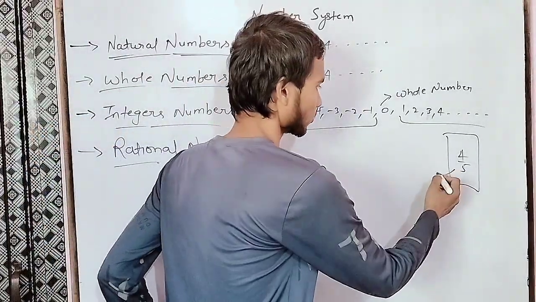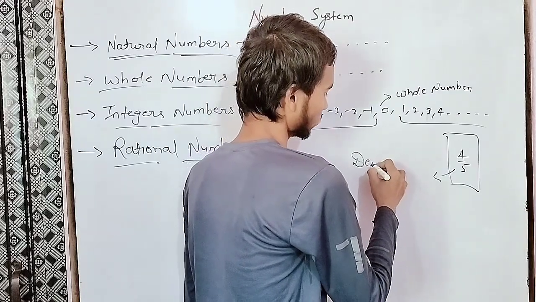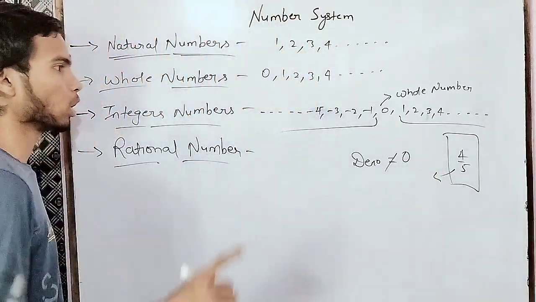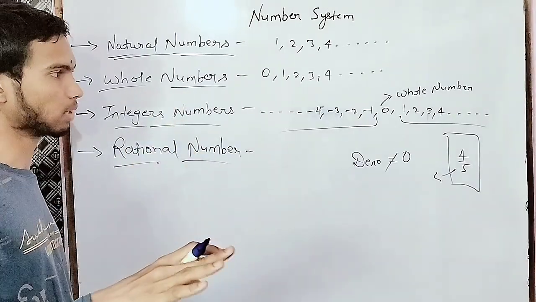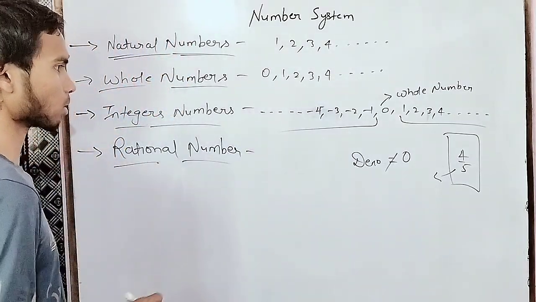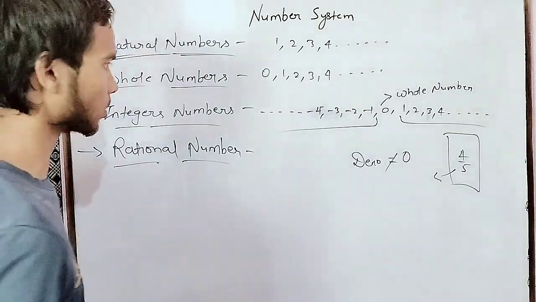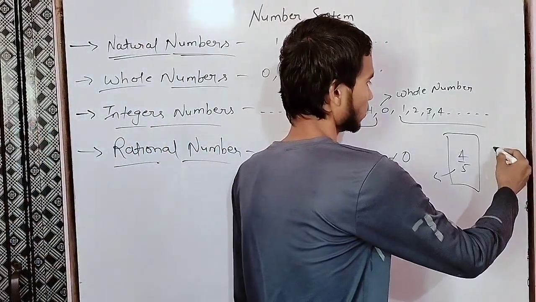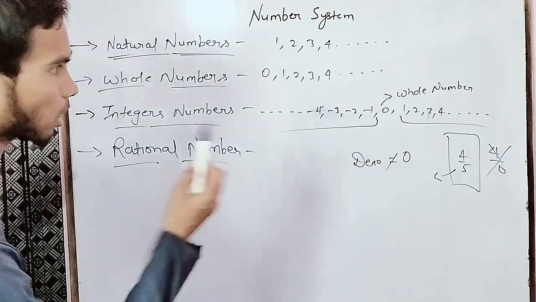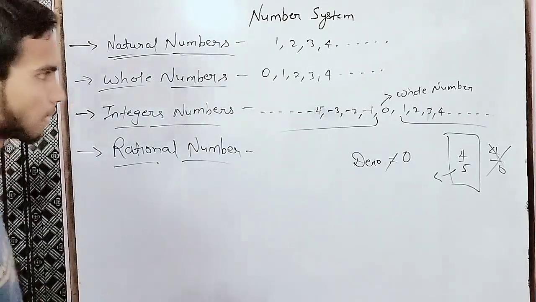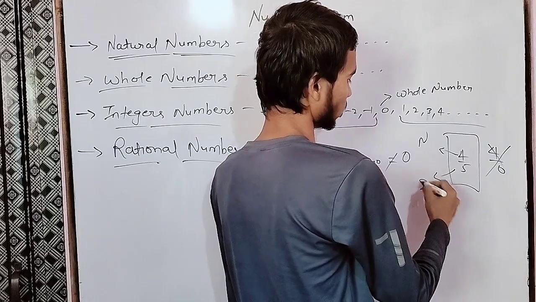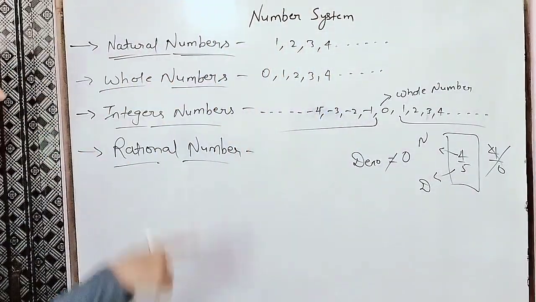But the denominator should not be 0. If the denominator is 0, then it will not work. For example, 4 upon 0 will not define a rational number. Clear? What else? The upward number is known as the numerator, and the downward number is known as the denominator. Clear? Numerator upon denominator.